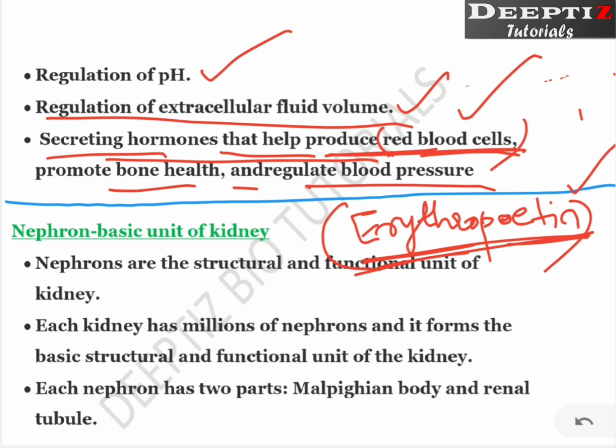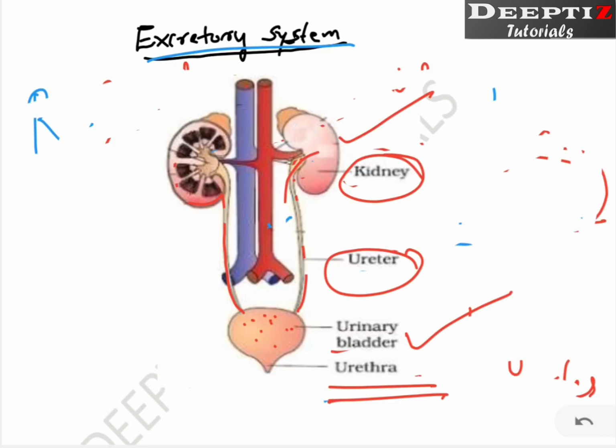Now not only that, there are some hormones which can even help in bone health, and can even regulate the blood pressure of the body, right? Since it is filtering the blood, there is an indirect control over the blood pressure as well. So let's see this diagram once again.